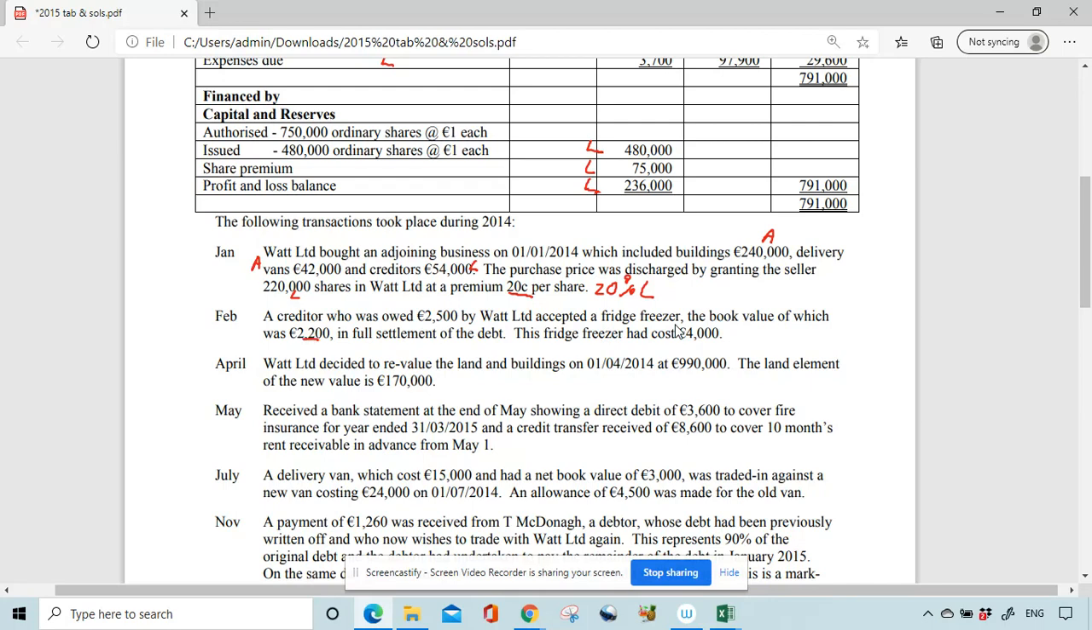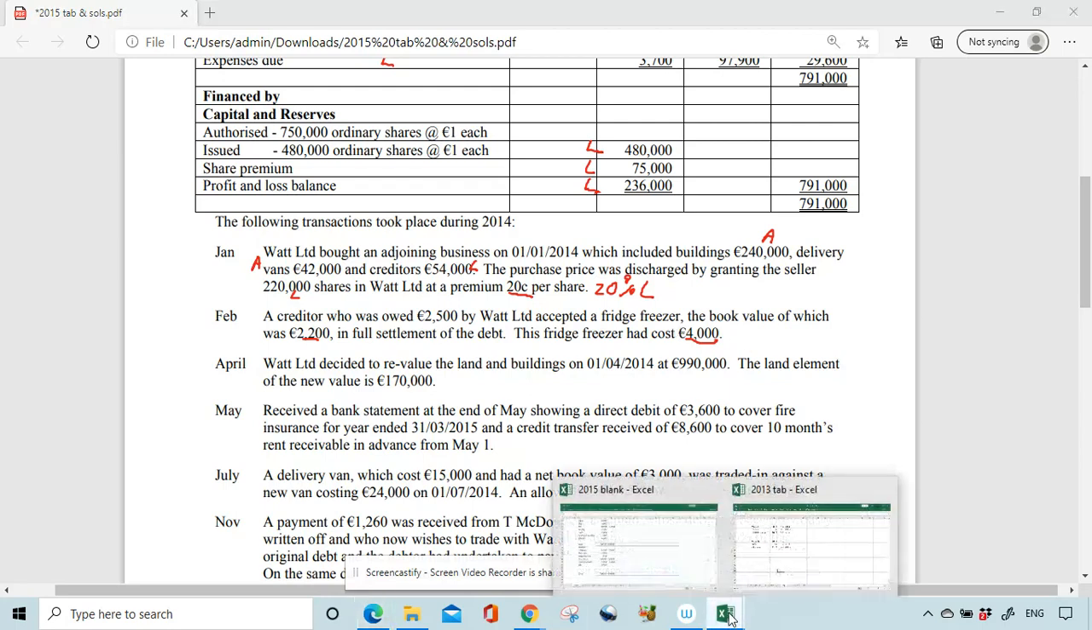February, a creditor was owed 2,500, and accepted a fridge freezer, the book value of which was 2,200. The fridge freezer cost 4,800. So a couple of things here. We have paid off a debt by giving a freezer worth 2,200. So straight away you should be able to see we've actually made a profit there because we owed 2,500 and we gave 2,200.